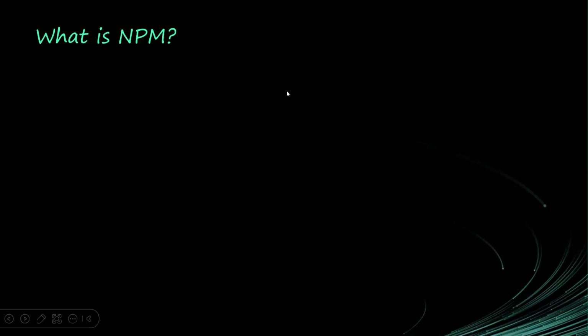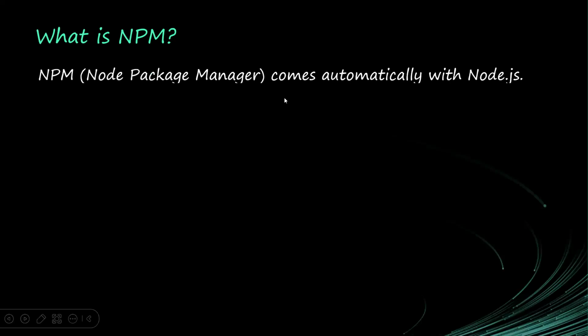NPM comes automatically with Node.js. As a full stack developer, you need to understand front end, you need to understand back end. One of the tools you'll be using as a front-end developer is React.js. Another tool is Express.js. Some people or some company have written these libraries, these frameworks for you. If you want to use them, you need to install them in your project, and you will use NPM, Node Package Manager, to install them.